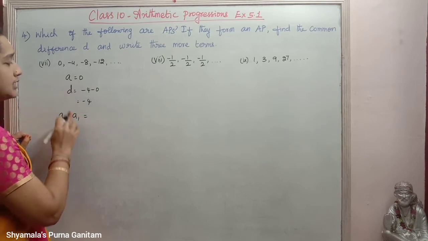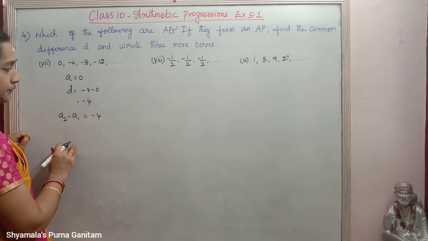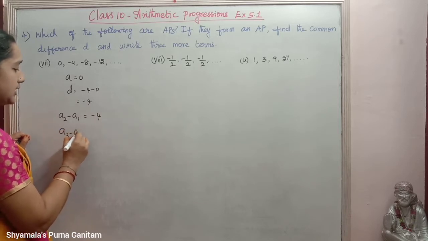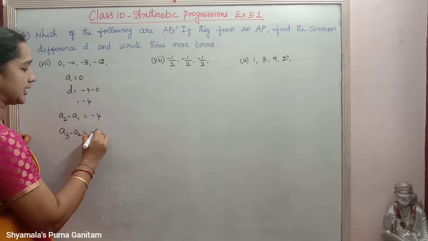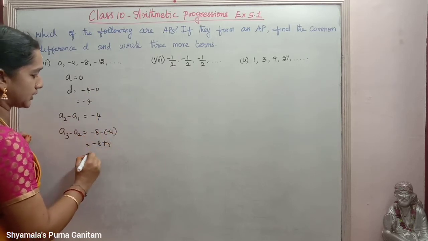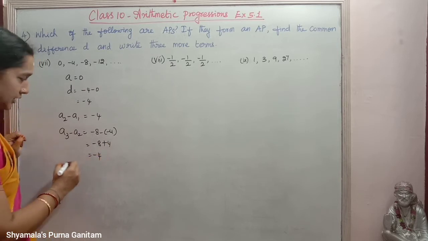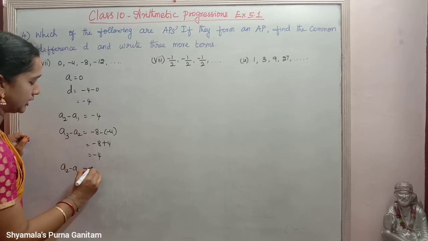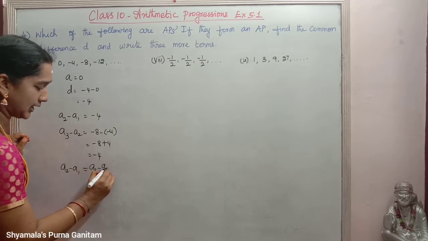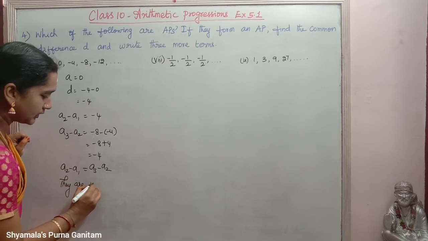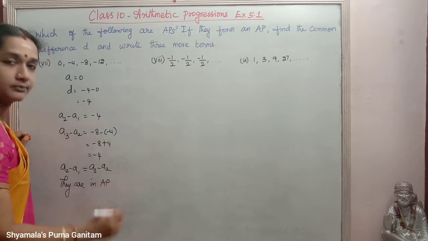So A2 minus A1 is -4 here. In the same way, A3 minus A2: A3 is -8 minus -4, so -8 plus 4, that will be -4. So here A2 minus A1 is equal to A3 minus A2. So they are in AP.